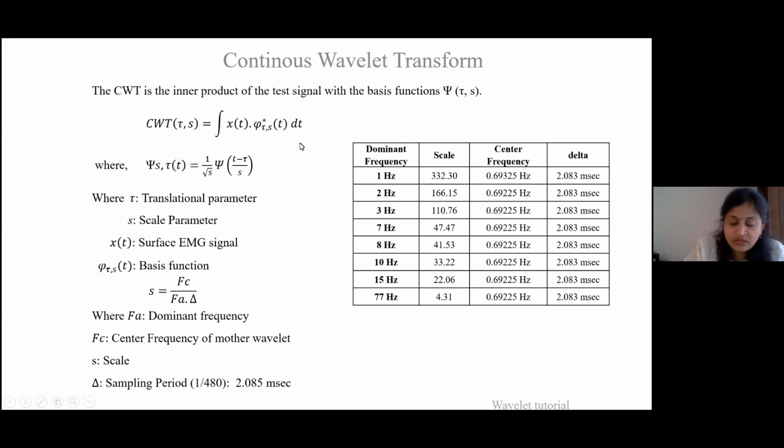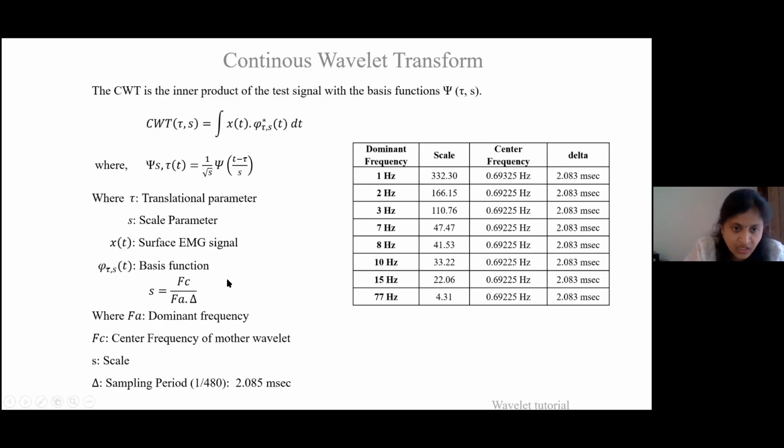So here, we'll start with the CWT first. CWT is the continuous wavelet transform. As I told you, we have two parameters, besides the mother wavelet: the scale parameter and the translational parameter. That means your mother wavelet is sliding on your signal through the translational parameter, and with the scale parameter you can adjust the frequency or the width of your mother wavelet. You can scale your mother wavelet according to its frequency.